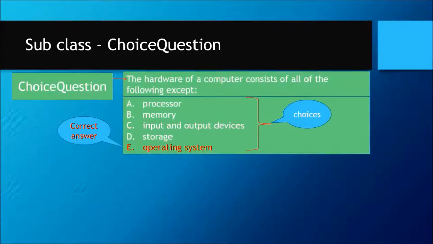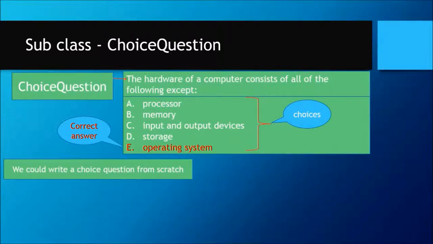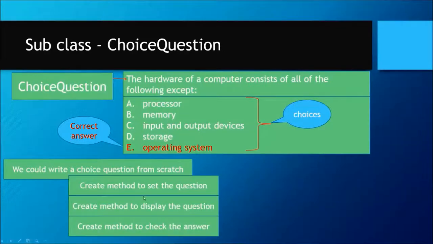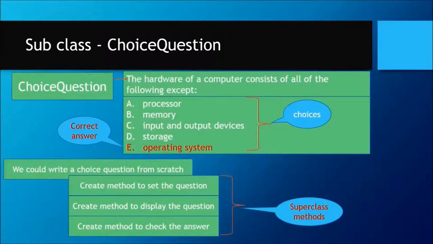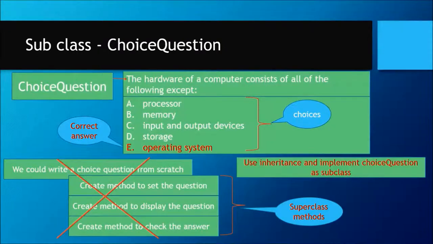So when we talk about a choice question, it has three parts. One is the question itself, the second is the choices, and third is your correct answer. In order for us to create a choice question class, we could write a choice question class from scratch. We can create a method to set the question, a method to display the question, and a method to check the answer. Now, wait a minute. Aren't these methods already available to us in our superclass? Remember, we created our question superclass, and these methods are already provided to us in our superclass methods. So we're not going to create this class from scratch. We're going to be using inheritance and implement choice question as subclass.